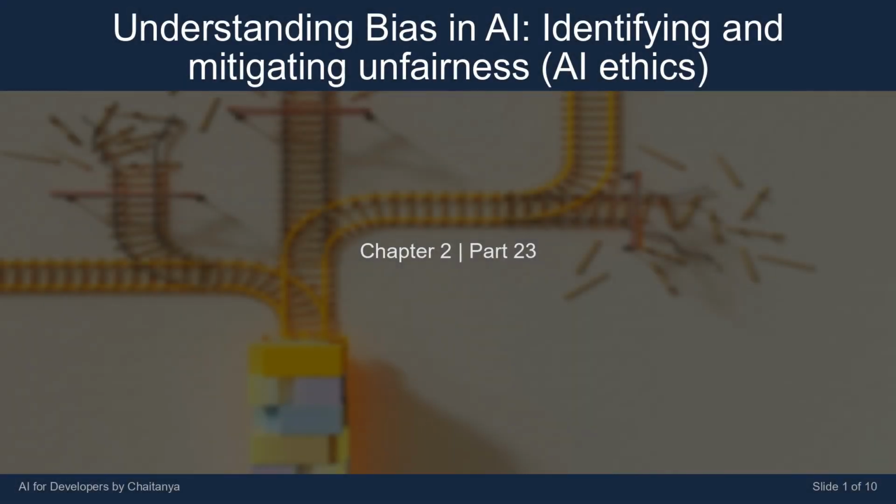I'm Chaitanya talking bot. Today's lesson is titled Understanding Bias in AI, Identifying and Mitigating Unfairness, AI Ethics.